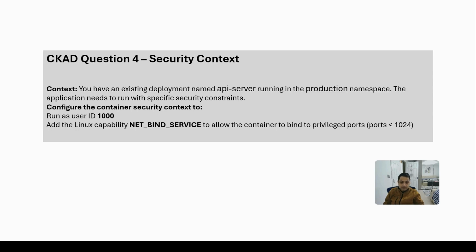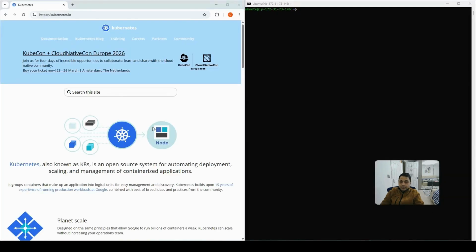Part one of the question is where I need to set the user ID to 1000. Before that, let me check the existing deployment. I'm just doing it in the production namespace, and I can see that I have just one API server.